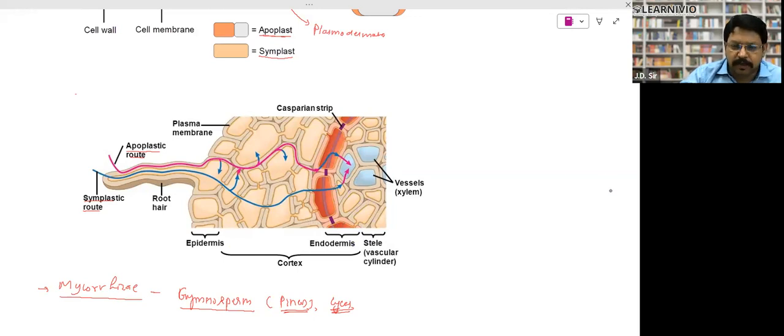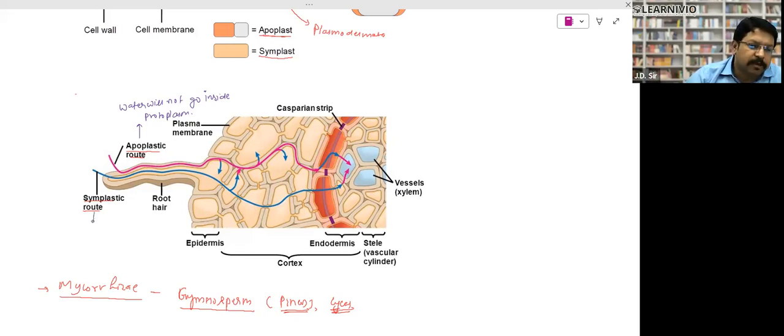Now, what is apoplastic and what is symplastic? In the apoplastic pathway, try to understand, the water will not enter inside the protoplasm. Means water will not go through the vacuole. Water will not go inside the protoplasm. So where will it travel? It will travel through the space between the cell wall and protoplasm, right? There is a space, so they follow that space. That is called the apoplastic pathway.